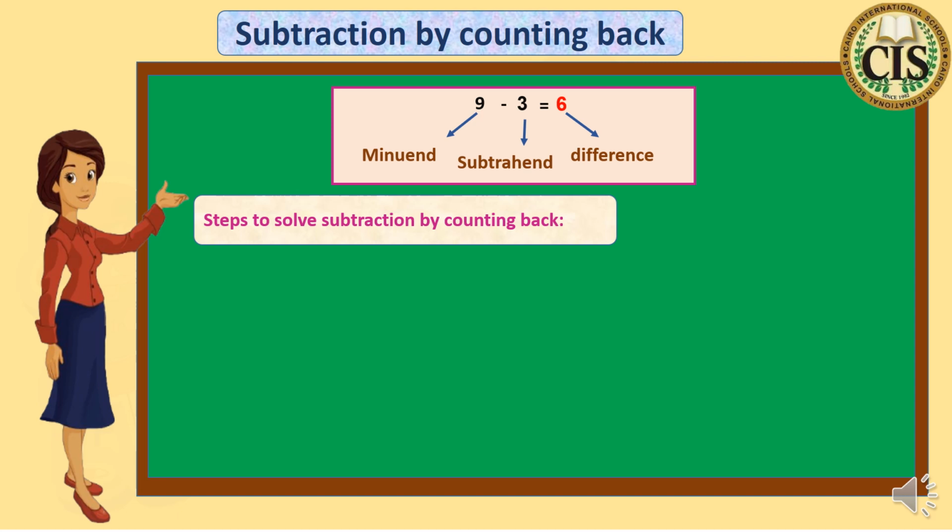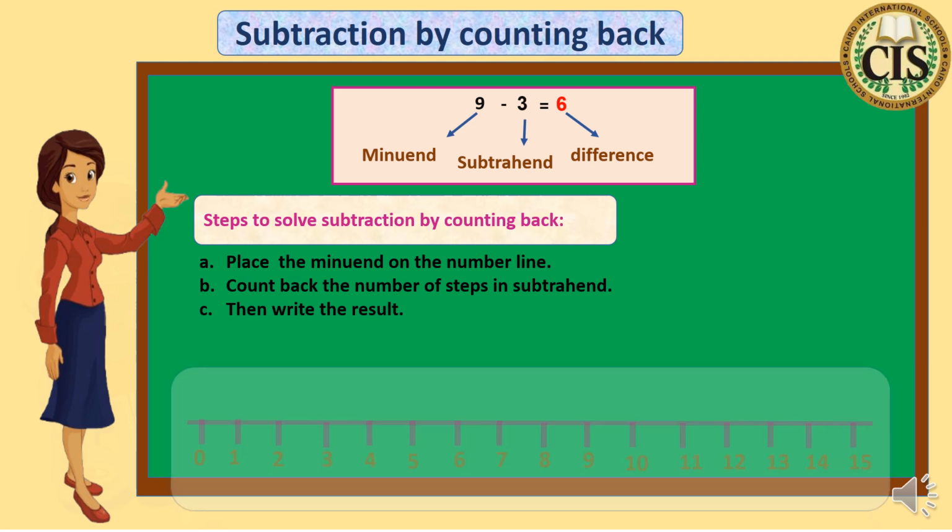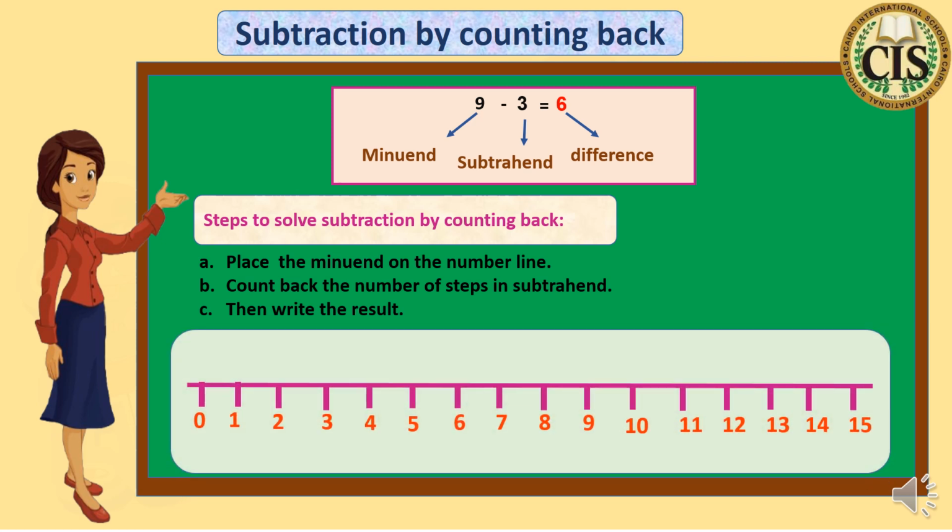Here are the steps to solve subtraction by counting back. Number 1, place the minuend on the number line. Number 2, count back the number of steps in subtrahend. Number 3, write the result. Now let's apply. Here we have the number line numbered from 0 to 15.